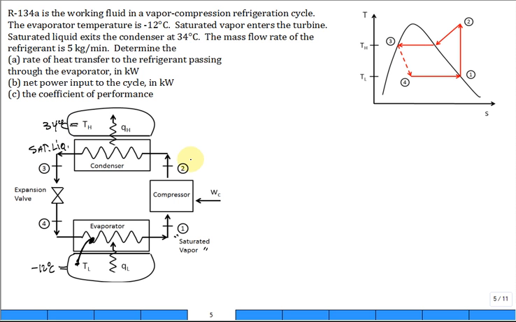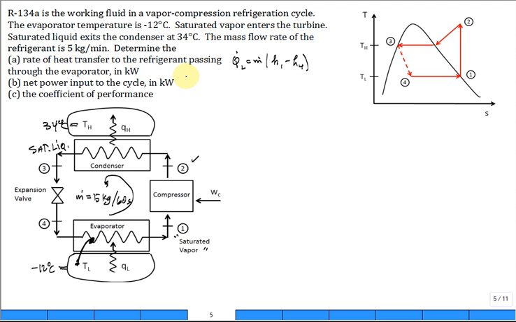The temperature at state 2 is higher than 34 because it's superheated. You can see that on the TS diagram. It's very, very hot. The mass flow rate is 5 kilograms per 60 seconds. And ask the same questions. What is the rate of heat transfer? Q dot L equals m dot times (h1 minus h4).